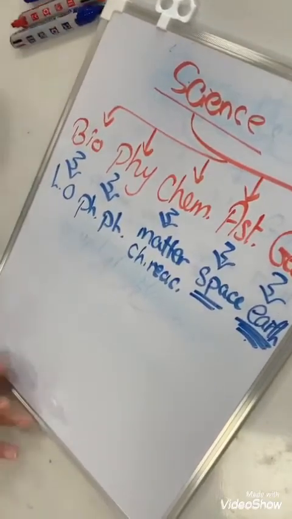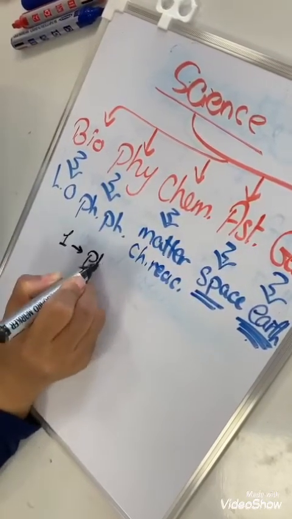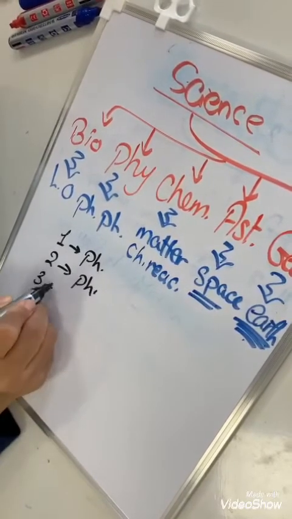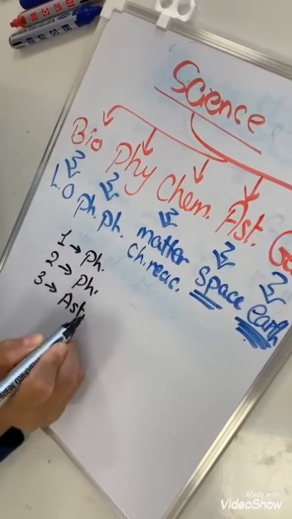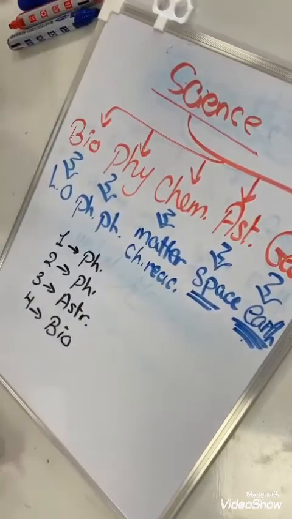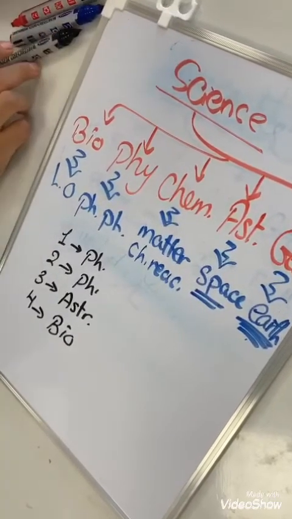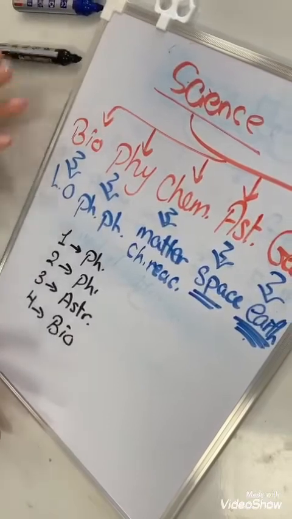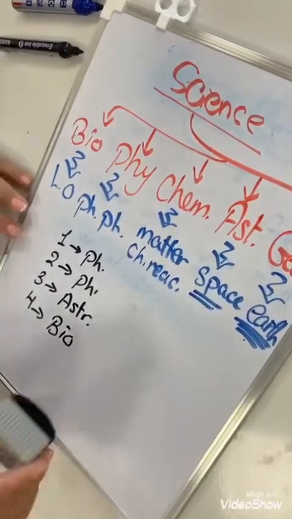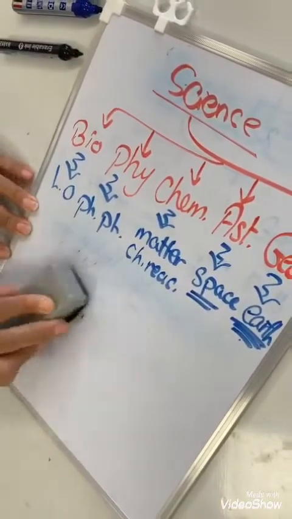In middle 3 we have 4 units. Unit number 1 is physics, number 2 physics, number 3 astronomy, and number 4 is biology. So we are going to start with physics for the first 2 units. The syllabus in middle 3 is very nice, very easy. You will find it perfect with you. Let's start with unit 1.